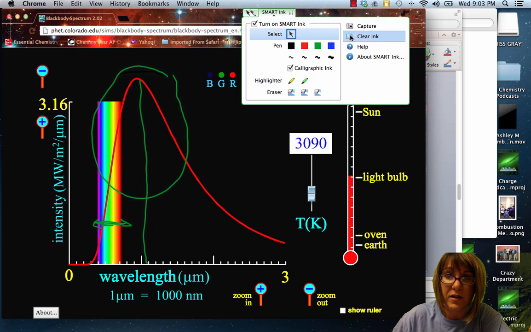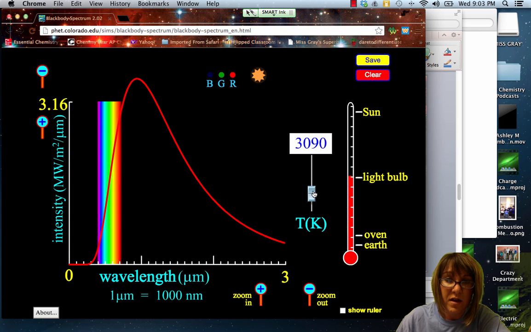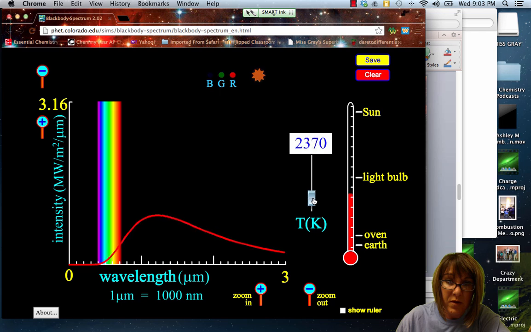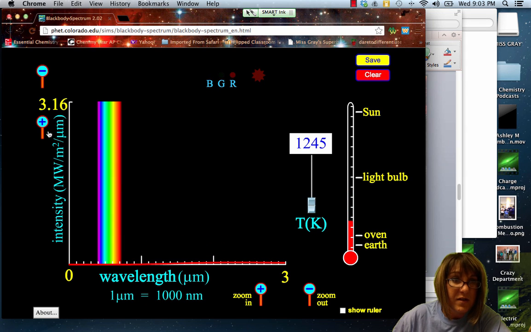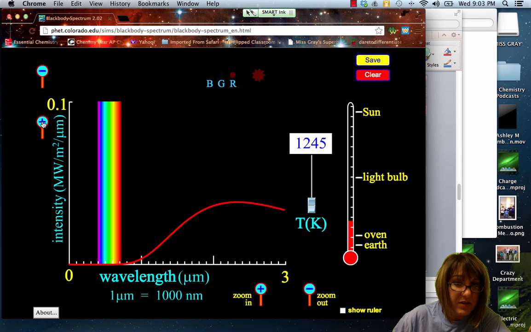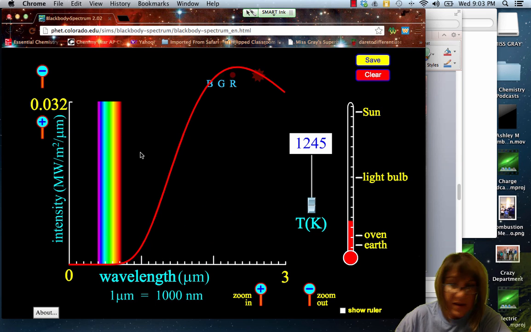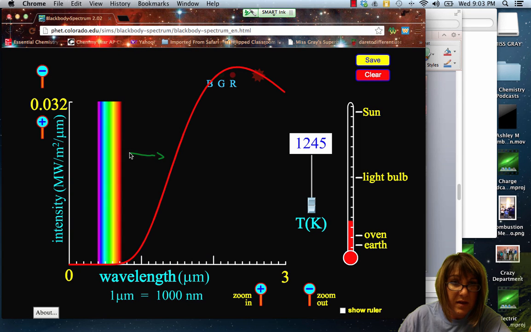So let's get a little bit cooler than that, cooler than a light bulb. We'll go down to an oven. Oh, wow, look how flat that is. So zoom in a little more. Where's our biggest bump? It's past the red in the spectrum. Past the red is what we call infrared. So we don't have a lot of visible light, and that makes sense.